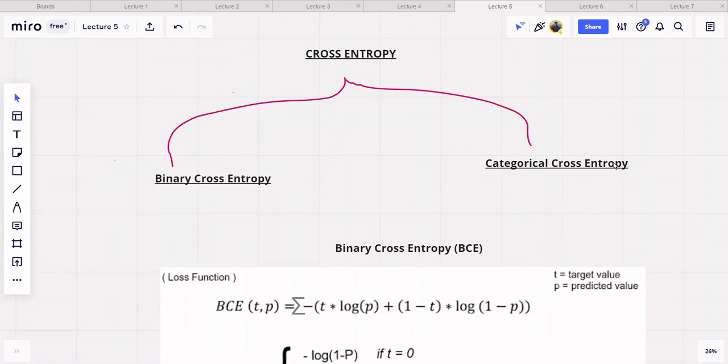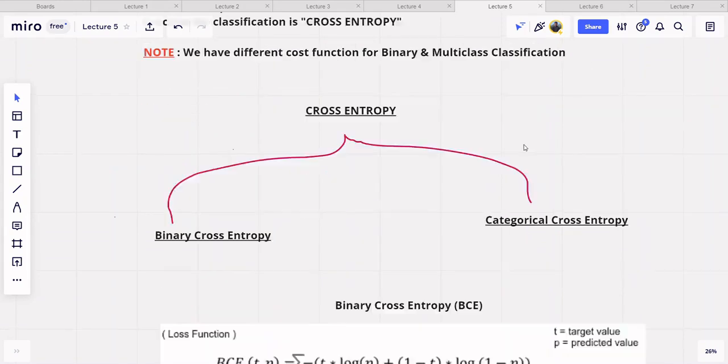Let me repeat this again. The most common cost function or loss function that we use for classification problems is called cross entropy, and there are basically two versions of this loss function, since we have two types of classification. One is binary cross entropy, which is used for binary classification problems, and the other one is categorical cross entropy, which is used for multi-class classification problems.